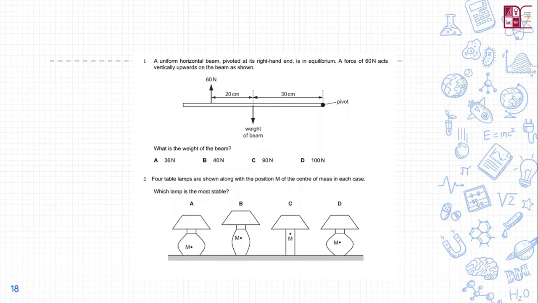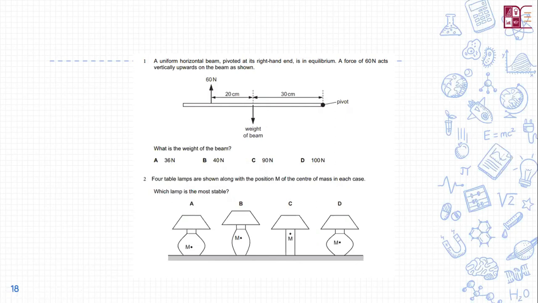When you do the calculation for it, your answer should be 100 newtons. So 100 into 30 equals 60 into 50. That's the clockwise equals the anti-clockwise forces, both moments, and that's when the beam is in equilibrium. All right, moving on to the next.